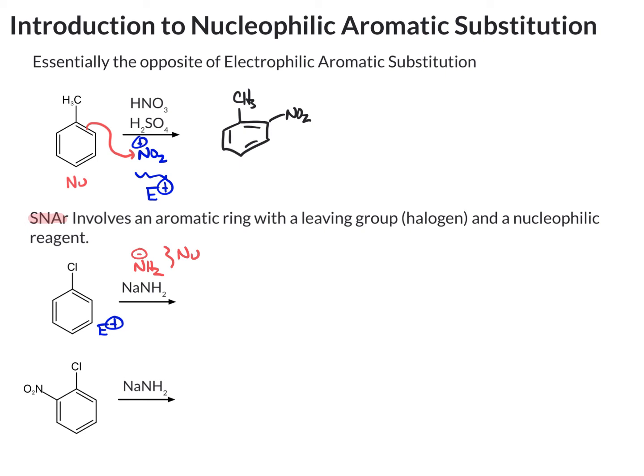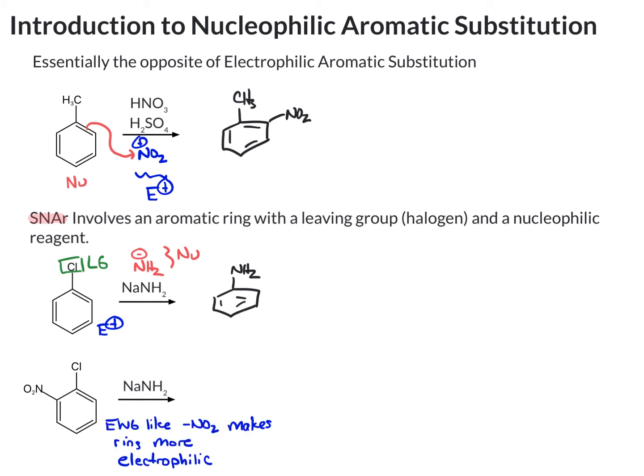Now the net result is similar in that we're adding something new to the ring. But what's going to happen is the halogen will act as a leaving group, and the nucleophile, NH2 minus, will replace it. Now what we find is that in many cases, these reactions are enhanced by having electron withdrawing groups on the ring. Why? That makes the ring more electrophilic.